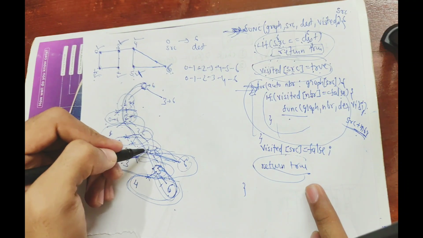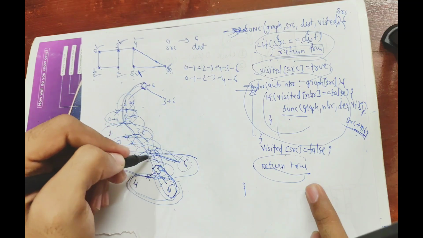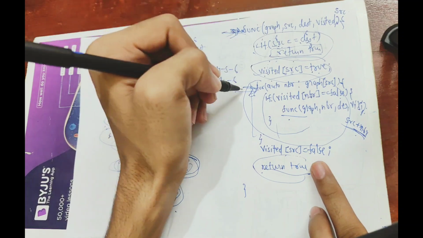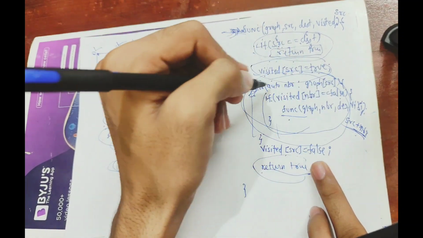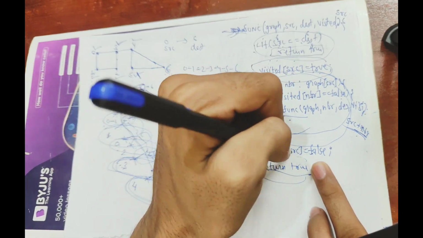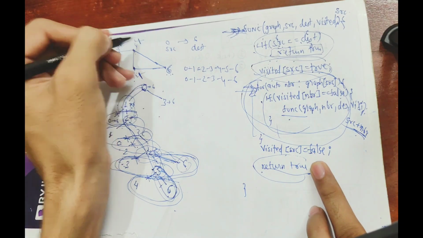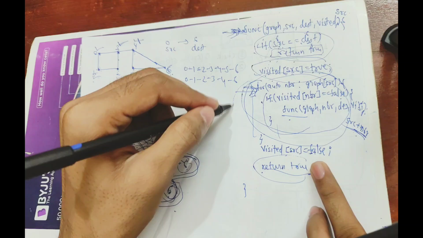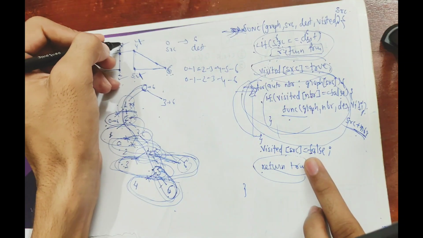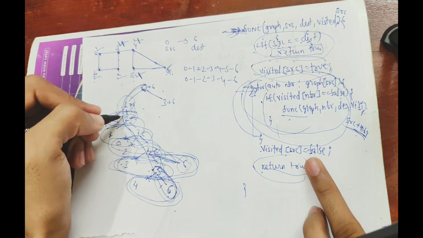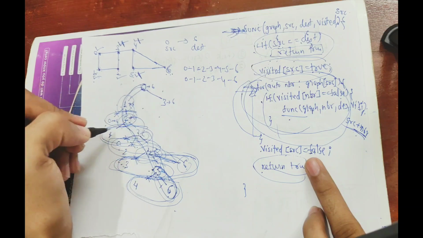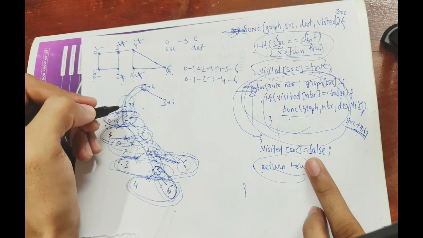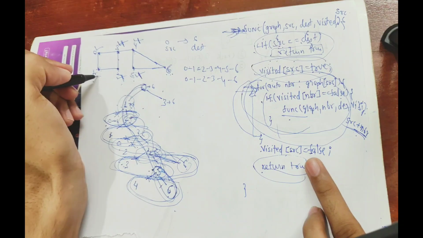Now we return back to 4. As soon as I am done with all the neighbors of 4, I will mark 4 as false. Now again I am done with all the neighbors of 3, then I will mark 3 as false. Again I am done with all the neighbors of 2, so I will mark 2 as false. Now I am done with the neighbors of 1, so I will mark 1 as false.